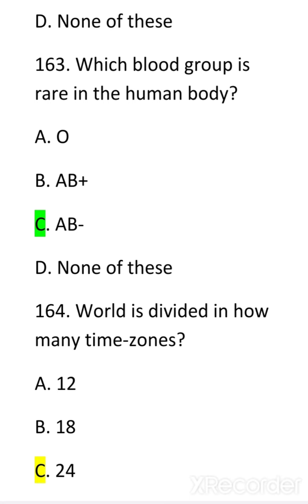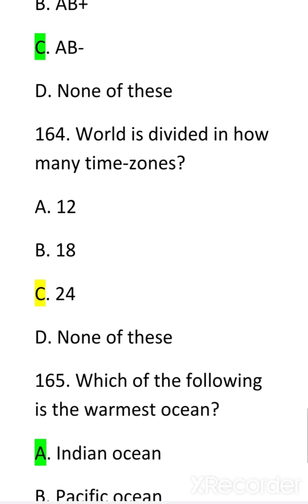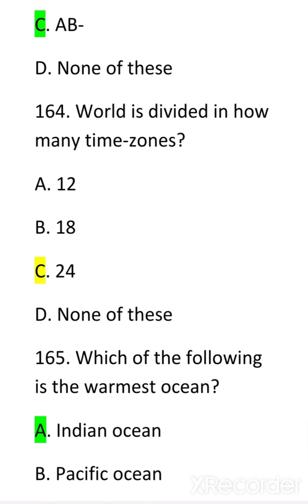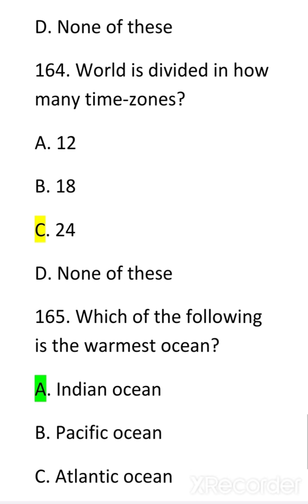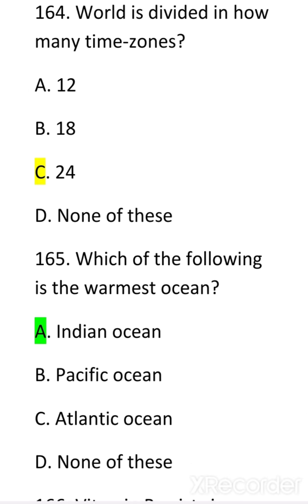There are 4 main blood groups A, B, AB and O. Your blood group is determined by the genes you inherit from your parents. Each group can be either Rh positive or Rh negative, which means in total there are 8 blood groups. Question number 164. World is divided in how many time zones? Option A, 12, B, 18, C, 24, D, none of these. Correct option is C, 24.